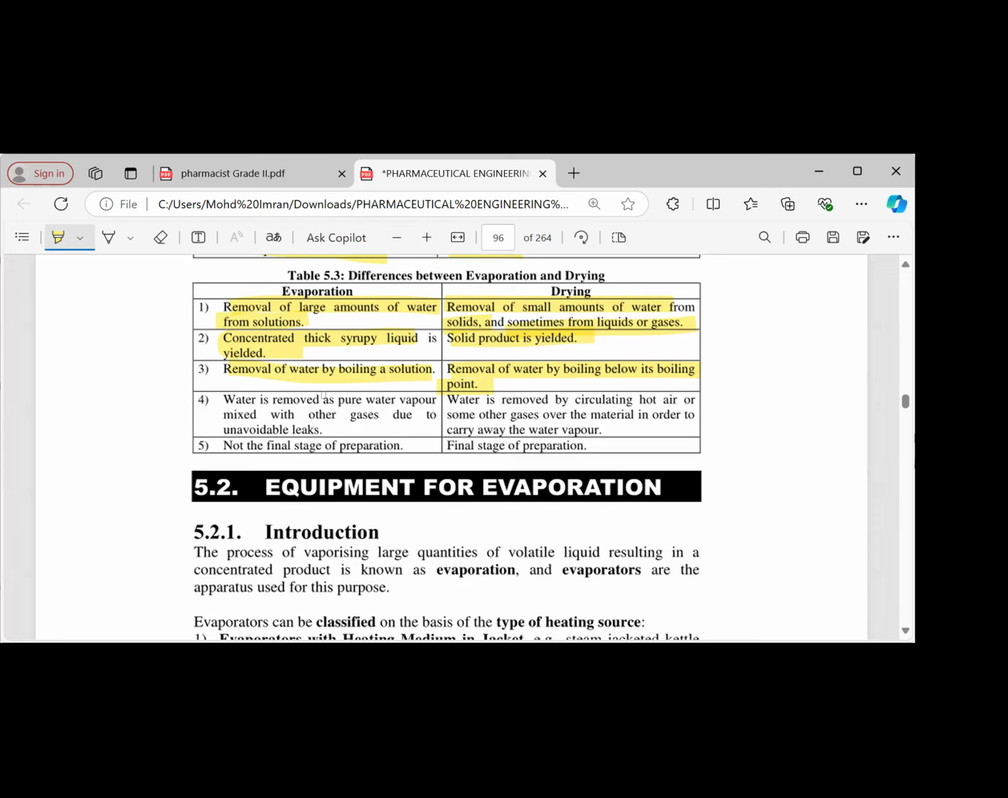Next, in evaporation, water is removed as pure water vapor mixed with other gases due to unavoidable leaks, whereas in drying, water is removed by circulating hot air or some other gases over the material in order to carry away the water vapor. The last thing: in evaporation, it is the final stage of preparation, whereas in drying, it is also the final stage of the preparation, the dried product. So these are certain differences between evaporation and drying.